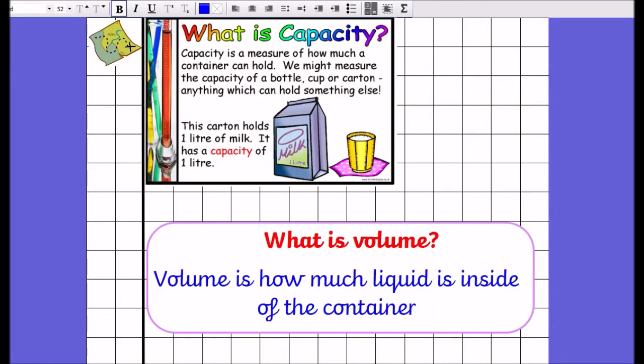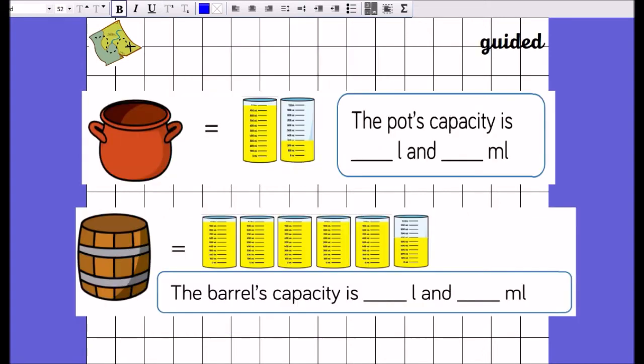And here is that slide again, just in case you get a little bit stuck with your work. You can come back to this part of the video and pause it and read about what capacity is and what volume is to help you.